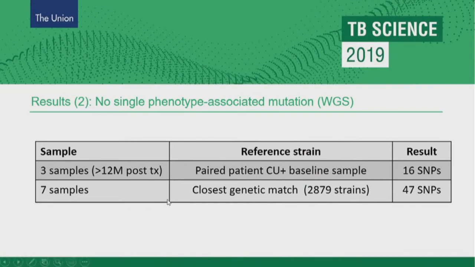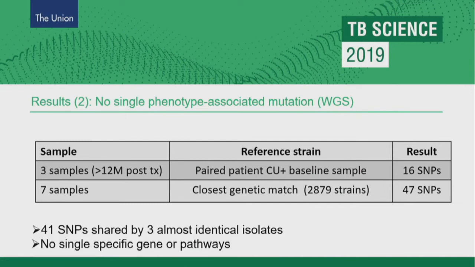The remaining 7 samples were from patients that had only culture negative samples, so we could not do this approach. But we went to our database of almost 2,900 sequences, all from Peru, and we found their closest genetic match. This led to the identification of 47 additional SNPs. 41 of these 47 SNPs were shared by 3 almost identical isolates, and these were from 3 patients that were not related to each other. So there might be some genetic component here, but again, we could not find a single specific gene or pathway that was shared by all these 10 samples.